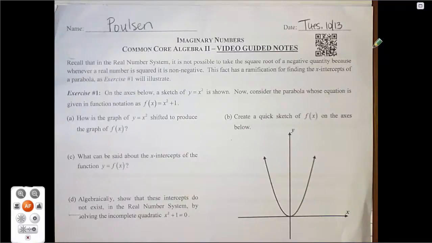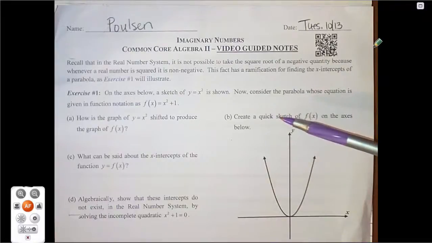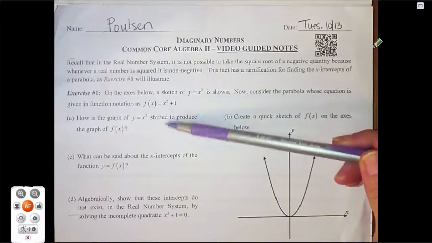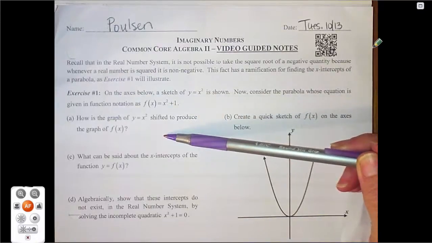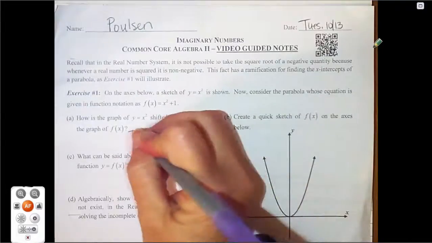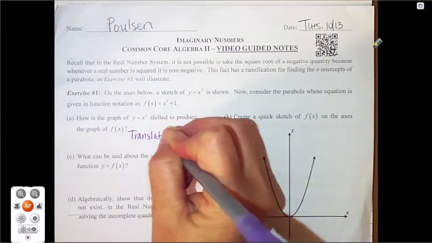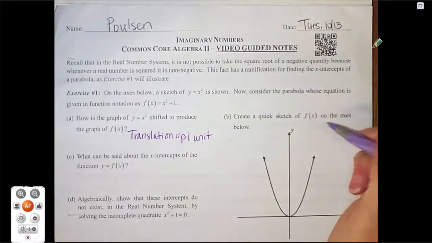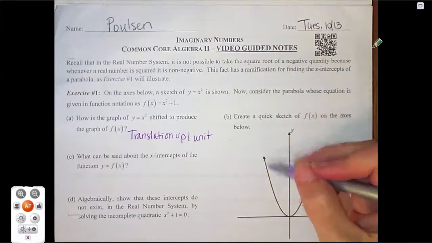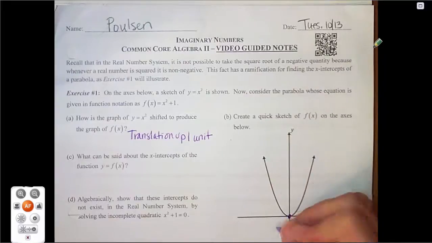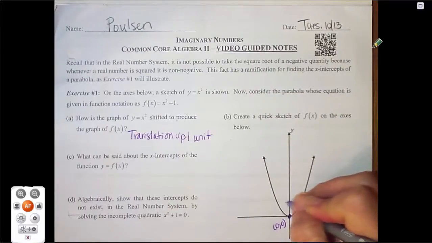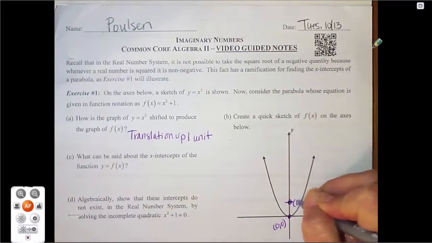So in exercise 1, we are given y equals x squared, or f of x equals x squared. Now let's think about the equation of f of x equals x squared plus 1. Well, how is that shifted to produce f of x? That's a translation up 1 unit. So let's create a quick sketch of that on these axes. This is my parent parabola, whose vertex is (0, 0). When I translate that up 1 unit, its vertex becomes (0, 1).